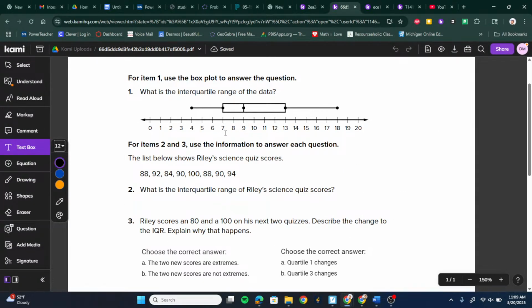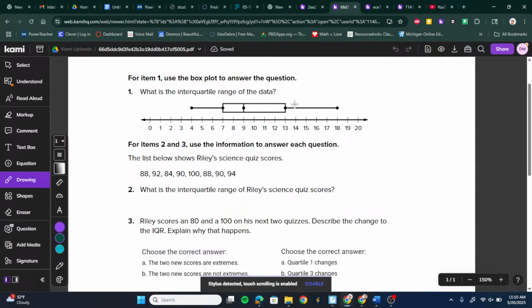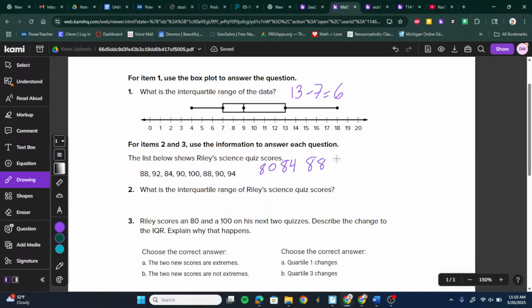Next page. The IQR is lengthened. So however long this box is, however long the IQR is. So 13 minus 7 is 6. These scores have to be put in order: 84, 88, 88, 90, 90, 92, 94, 100. And it says what's the IQR?